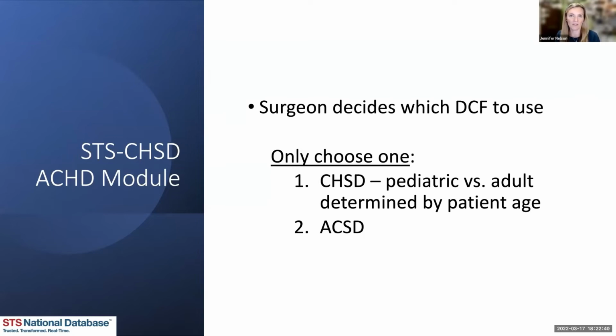So I think this is one of the more important points here. After implementation of this module and for the foreseeable future, the surgeon is the one who decides which data collection form to use. And when I say which data collection form here, we're talking about patients over 18 having cardiac surgery. I've left general thoracic off the list here. This is cardiac surgery for congenital patients. Your surgeon will decide if the patient's information should be entered into the CHSD, which would mean this module, or the ACSD. And you should only choose one.